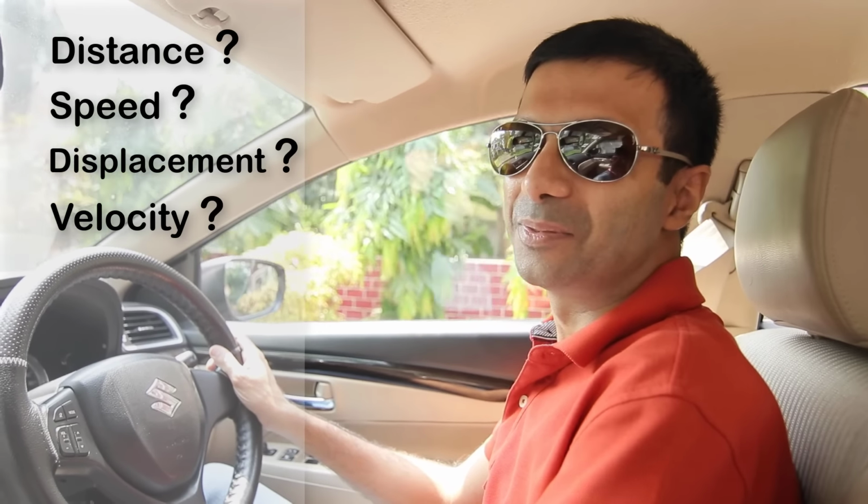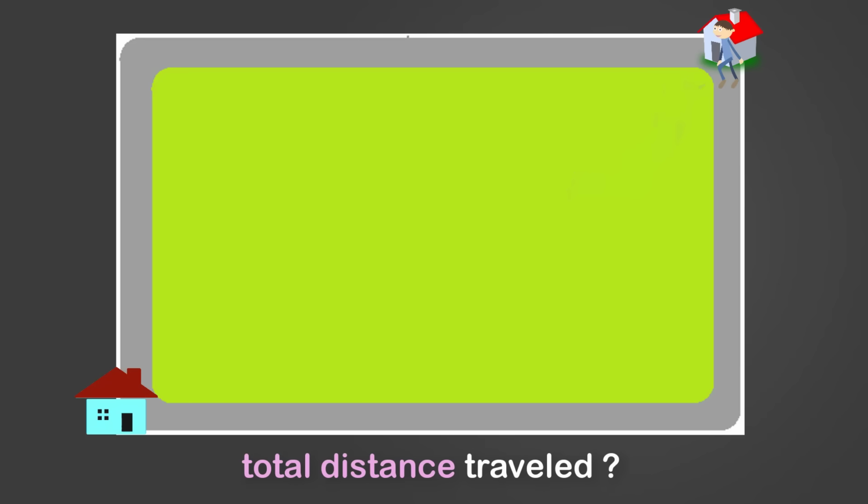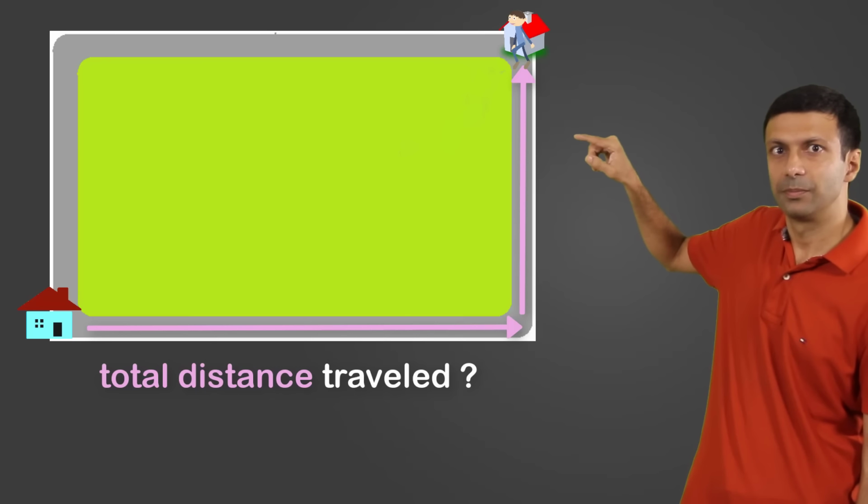Consider this example. Let's say this is the view from the top and your house is here and your friend's house is at the other end of the park there. And there is a road all along the park. Now let's say you travel to your friend's house like this, along this road and then along this road. So what is the total distance traveled by you? It's going to be this distance plus this distance.